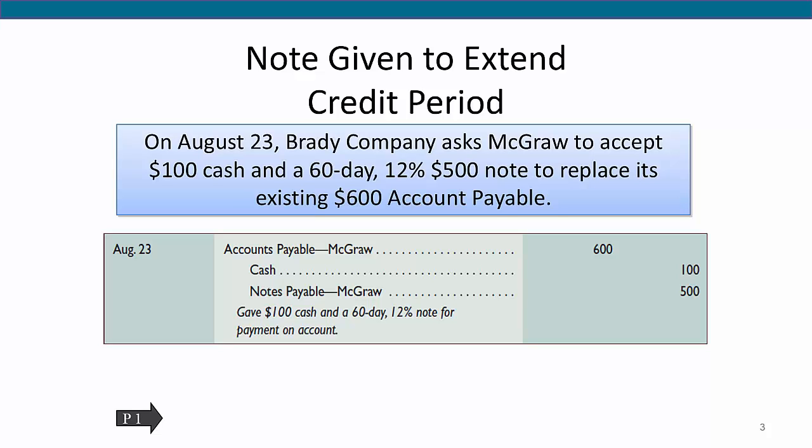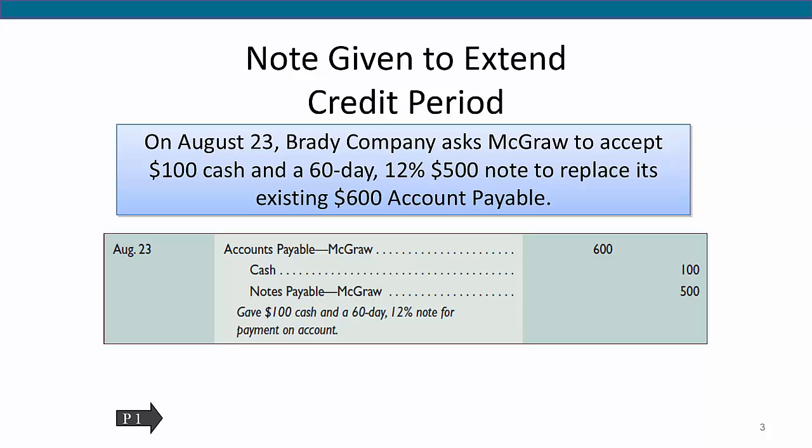In this example, Brady owes money to McGraw. Now, we have our accounts payable hat on and are doing the accounting for the Brady Company. Let's assume that on August 23rd, Brady Company asked McGraw to extend its past due $600 account payable because it can't pay on time. McGraw agrees to accept $100 in cash and a 60-day 12% per annum, that's per year, $500 note payable to replace the account payable.